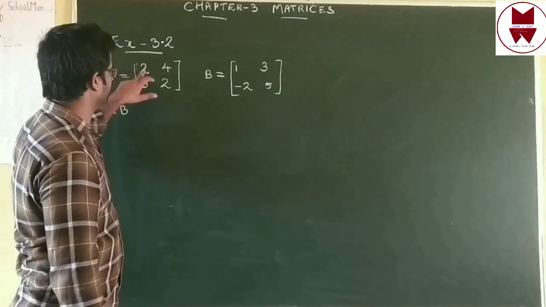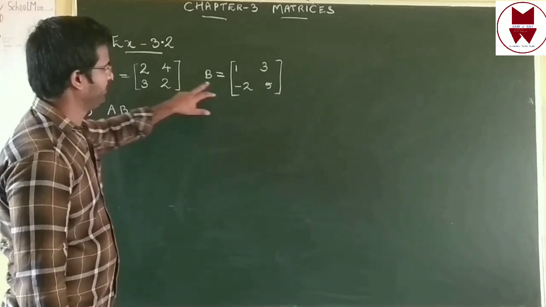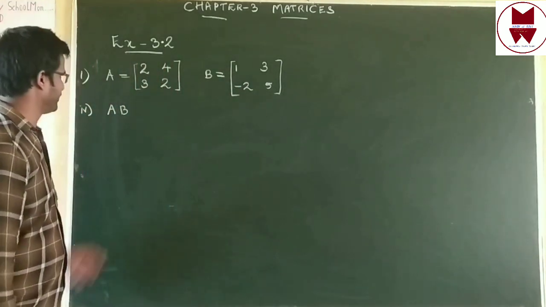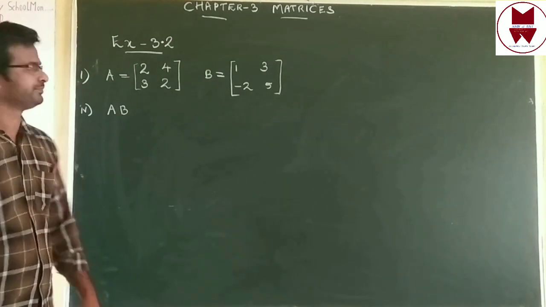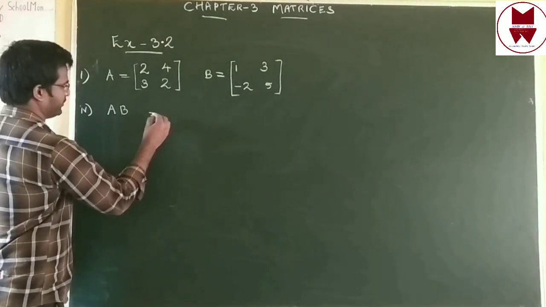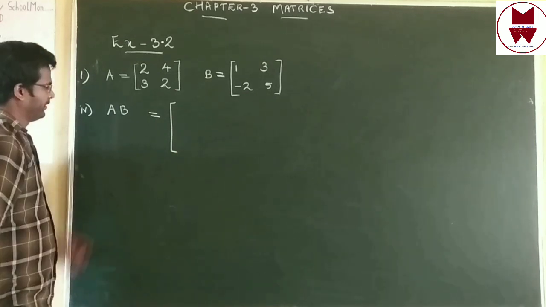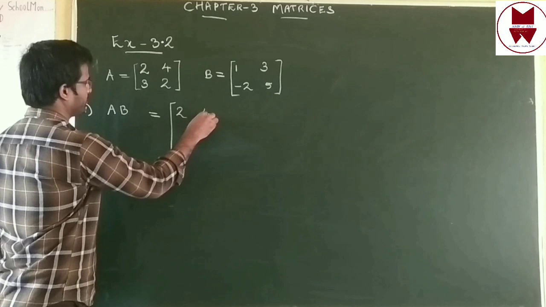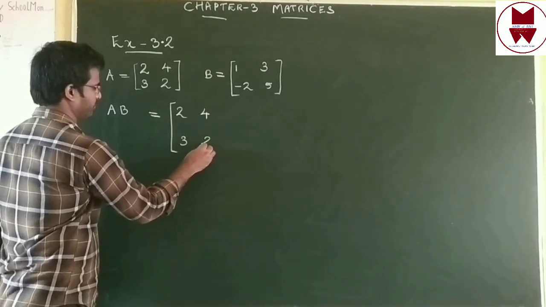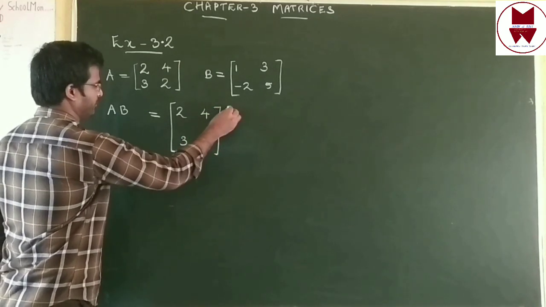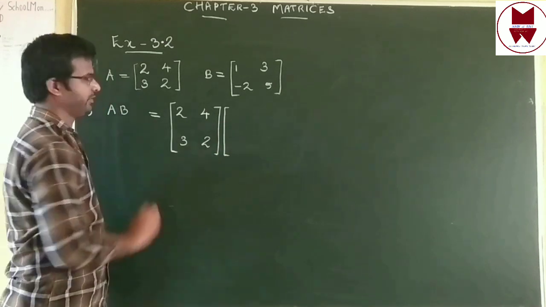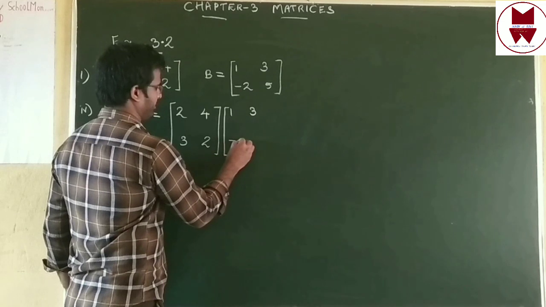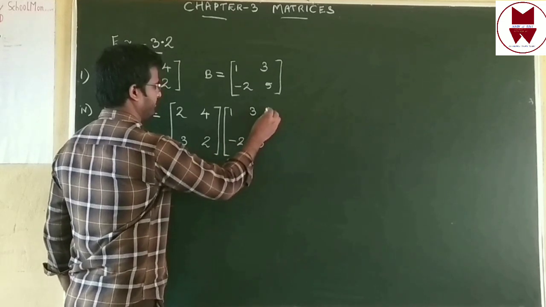A is the matrix 2, 4, 3, 2. B, the second matrix, is 1, 3, minus 2, 5. We have to find AB, A into B. How can we do it? First write the first matrix A, that is 2, 4, 3, 2, into B, the second matrix, 1, 3, minus 2, 5.